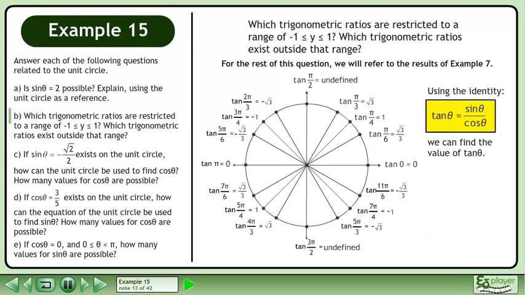Now bring up the result from example 7c. Using the identity tan theta equals sine theta over cos theta, we can find the value of tan theta. Tan theta can be any real number.